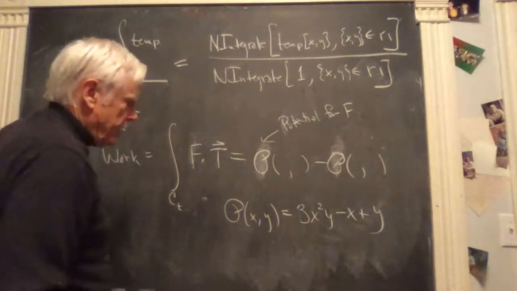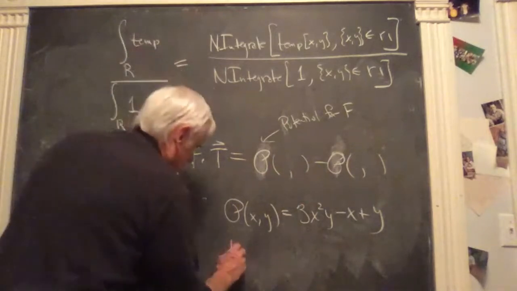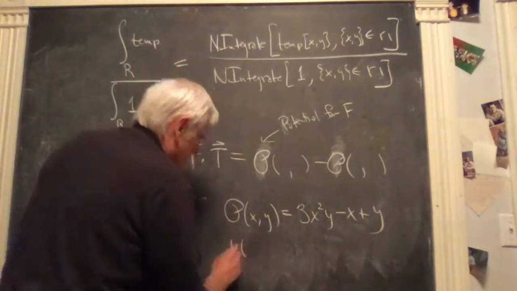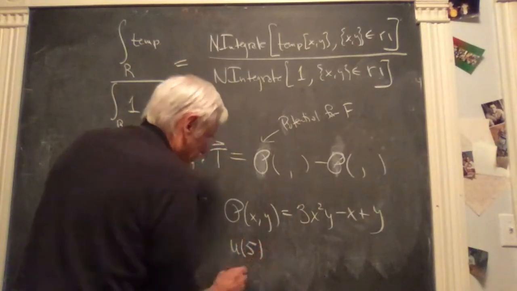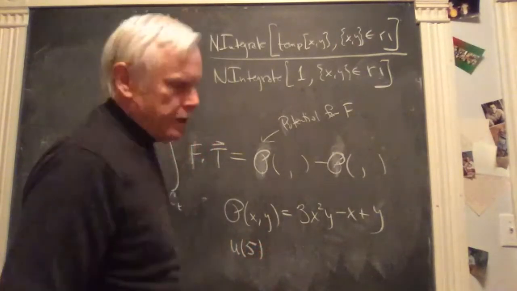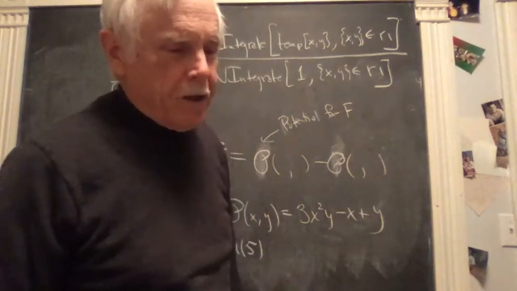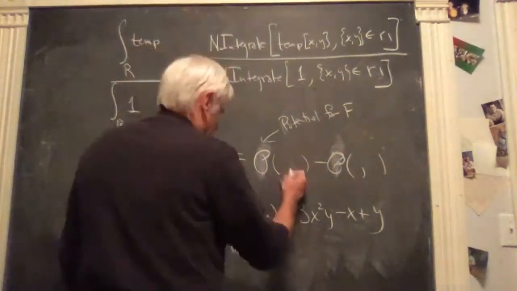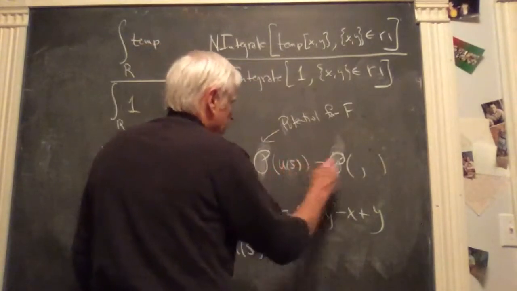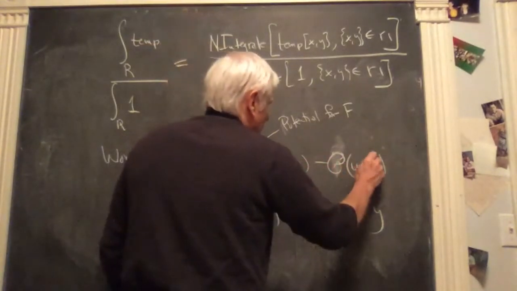And the endpoints are u of, was it 1 to 5? And when we parameterized the curve, yeah. So this is u of 5, and this is u of 1.